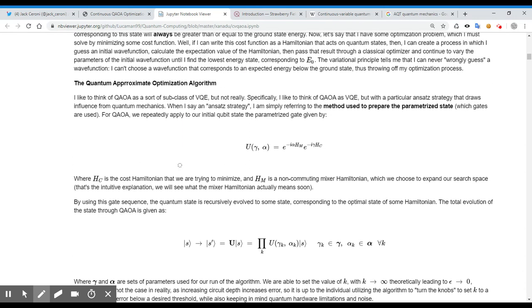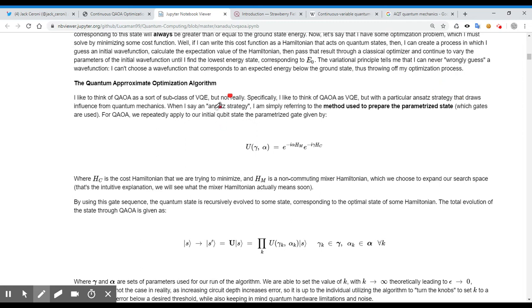Quantum approximate optimization algorithm. I like to think of QAOA as a sort of subclass of VQE. People call it VQE a subclass of QAOA, whatever. Specifically, I like to think of QAOA as VQE, but with a particular ansatz strategy. Okay, yeah, that draws influence from quantum mechanics.